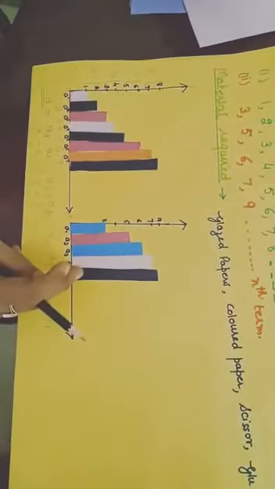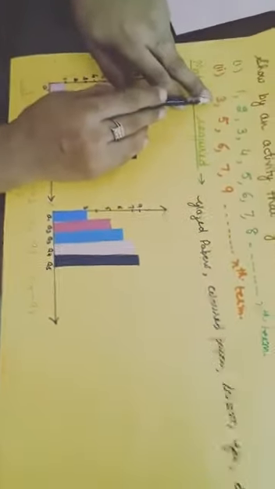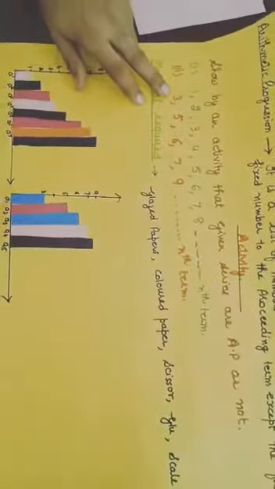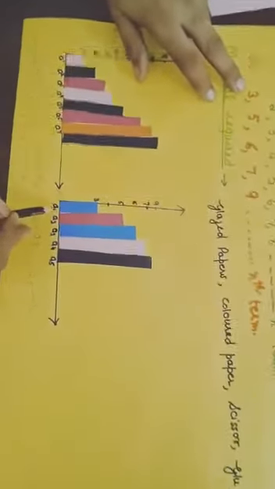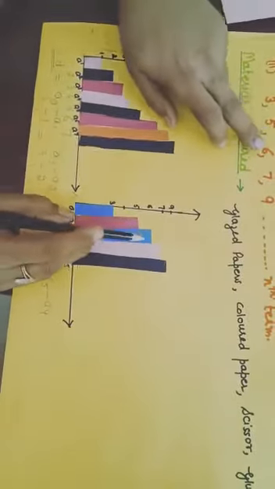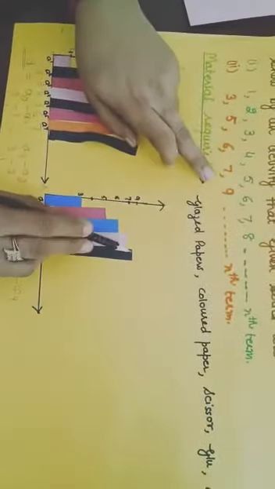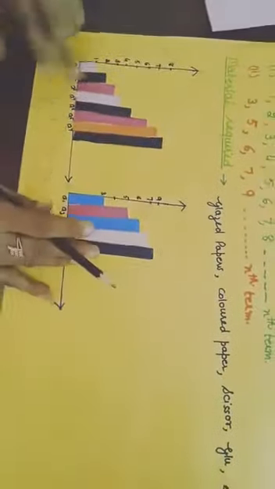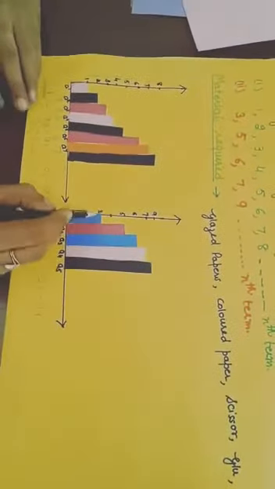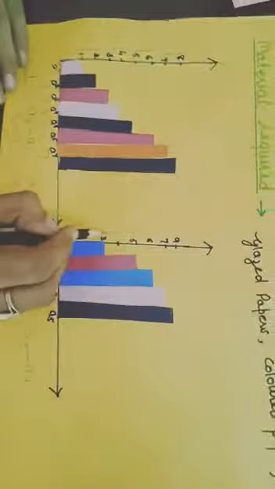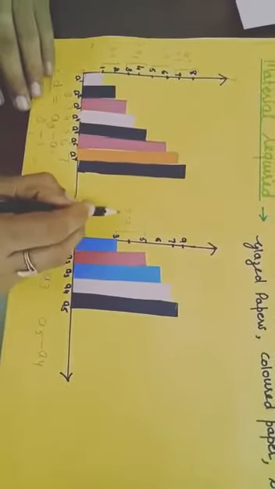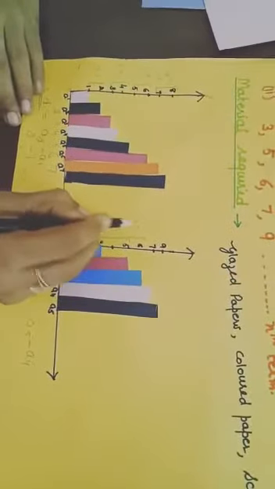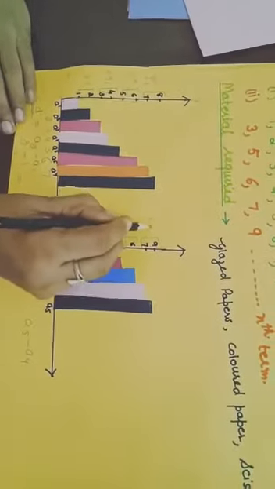Now come to another. Now I write a new series, that is 3, 5, 6, 7 and 9. I cut strips of 3 centimeter, 5 centimeter, 6 centimeter, 7 centimeter and 9 centimeter and paste them like this, the same way as in the first. Now when I take the difference, this is 5 minus 3, this is 2, and 6 minus 5, this is 1, 9 minus 7, that is 2.